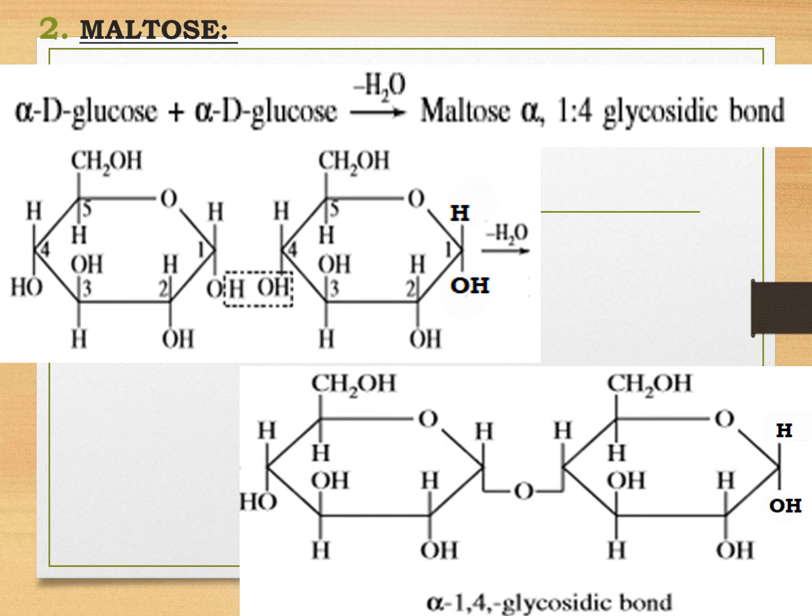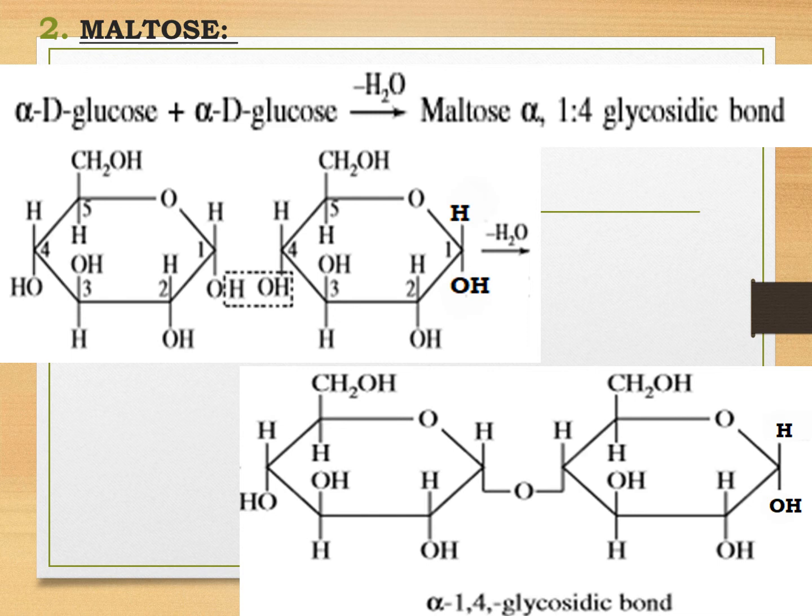So in the dotted lines, you all can see that hydrogen from one alpha D glucose and a hydroxyl group from the other alpha D glucose is being lost. And this will result in the formation of a linkage. And that linkage is called a glycosidic linkage.